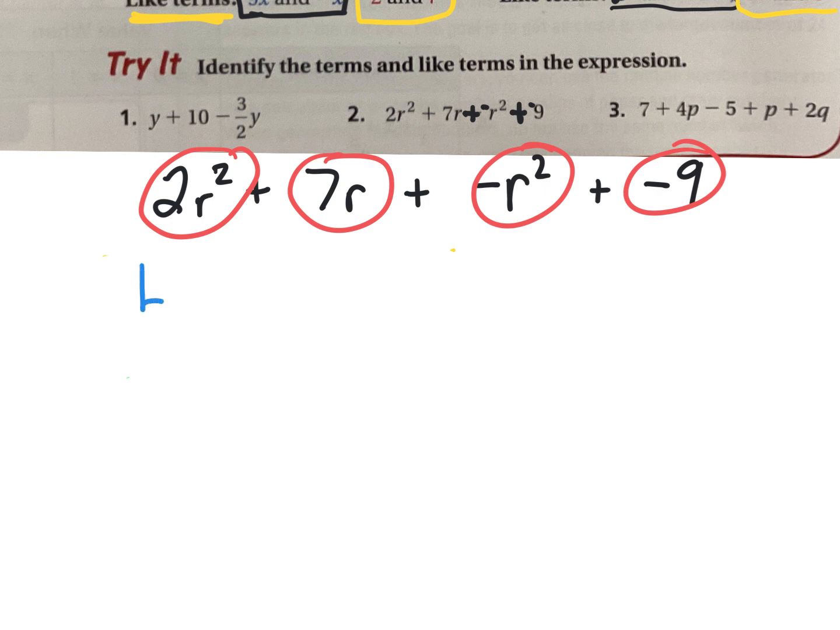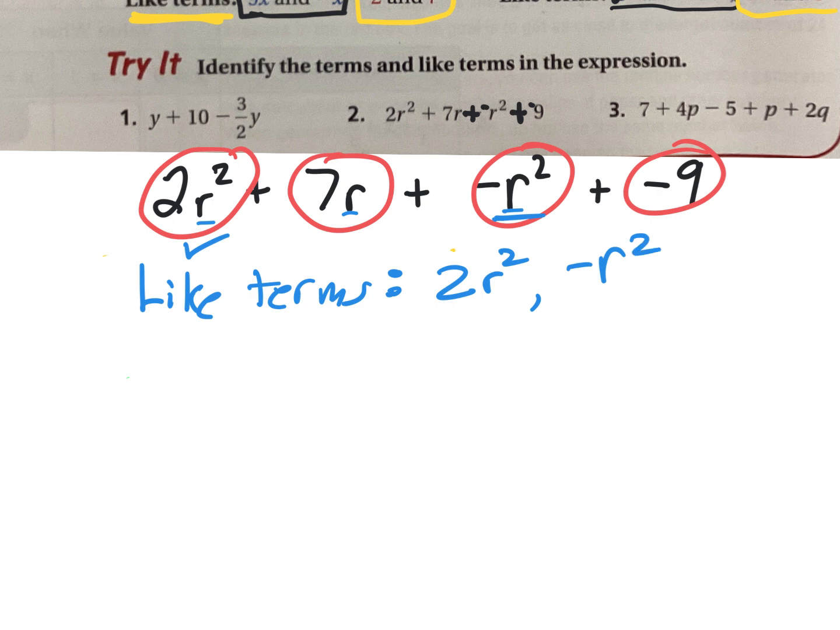Now let's get the like terms. I see I have an r squared. There's just an r. There's another r squared. And there's just a 9. So I'm going to start with the 2r squared. So I've got that one done. Is there anyone else that has an r plus the same exponent? Yep, this one here, negative r squared. Those two are like terms. So I got that one done.